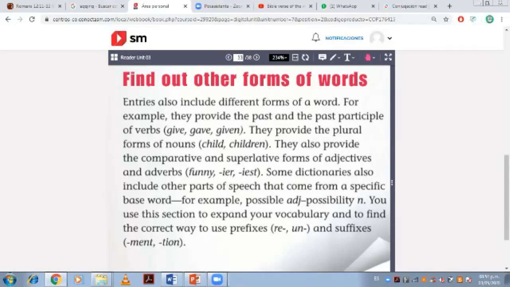You use this section to expand your vocabulary and to find the correct way to use prefix and suffix.